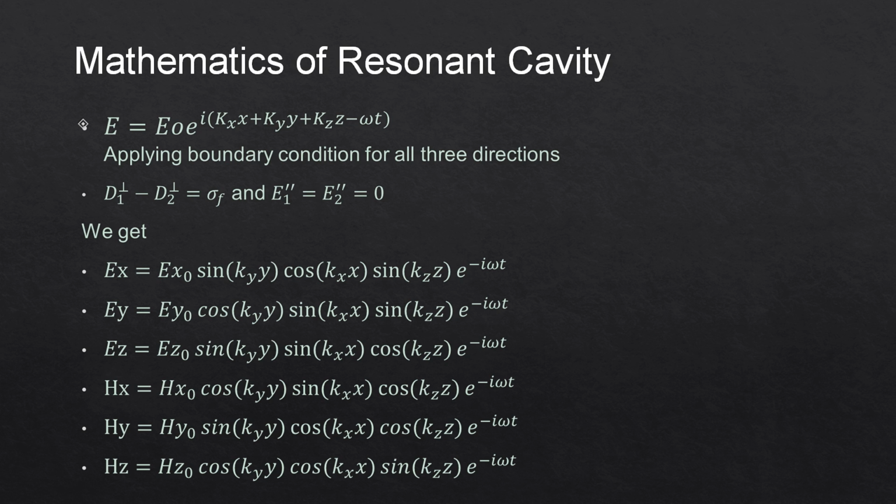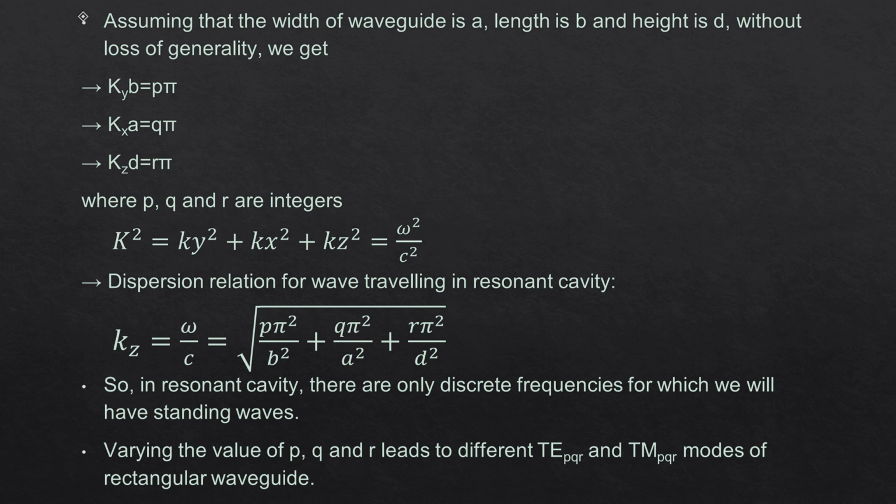Let us look into the mathematics of the resonant cavity. We have assumed a general electric field and applying boundary conditions in all the three directions we get these two equations. Using the boundary conditions we get Ex, Ey, Ez, also Hx, Hy and Hz as follows. Assuming that the width of the waveguide is A, length is B and height is D. Similar to the rectangular waveguide and parallel plate waveguide, we can get Kx, Ky, Kz in terms of integers P, Q and R. Now we know that k square equals kx square plus ky square plus kz square, which equals omega square by c square.